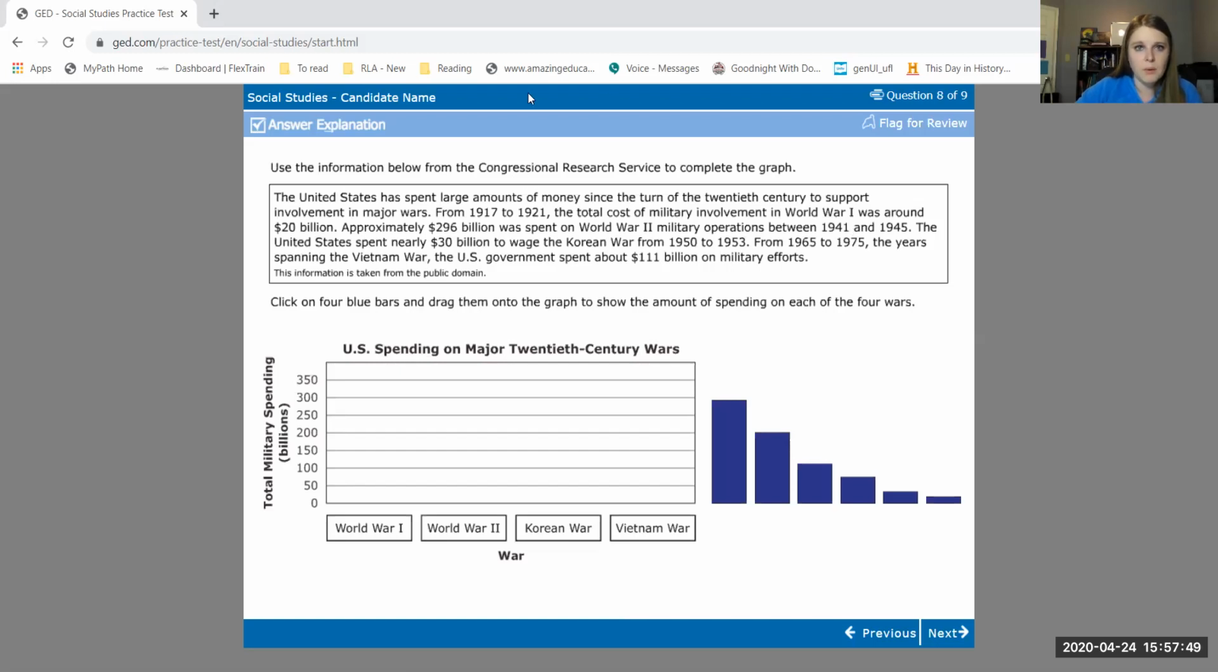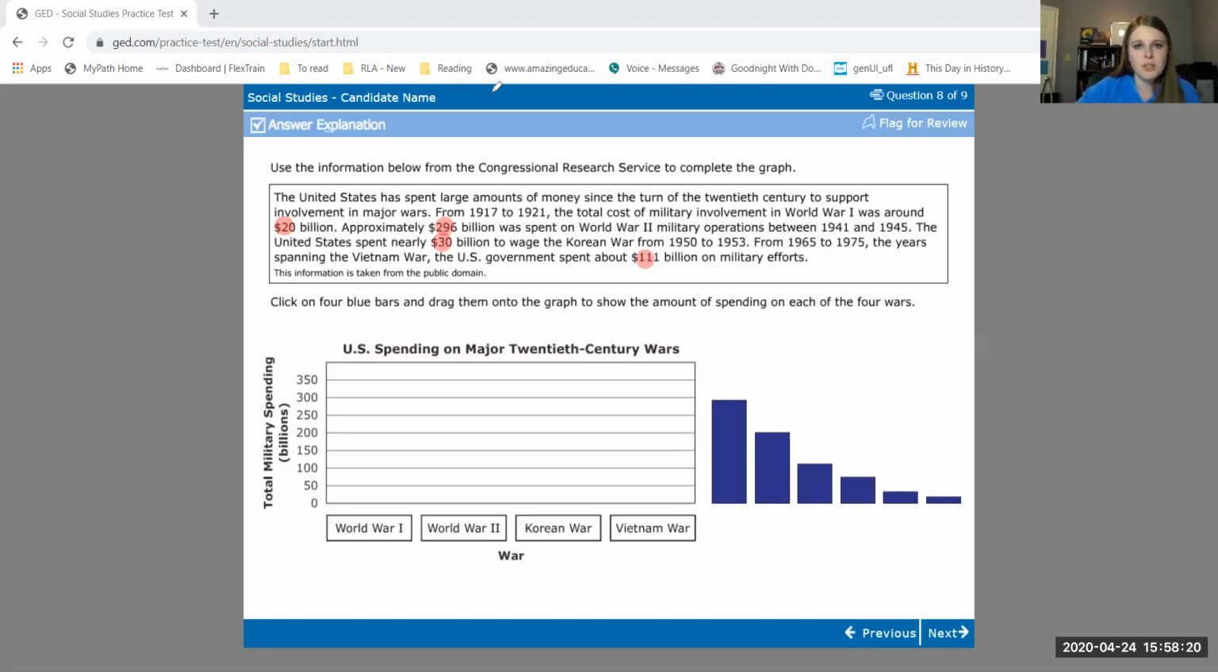So money, I want to highlight my money as I see it. Approximately $296 billion was spent on World War II military operations between 1941 and 1945. The United States spent nearly $30 billion to wage the Korean War from 1950 to 1953. From 1965 to 1975, the years spanning the Vietnam War, the US government spent about $111 billion on military efforts.